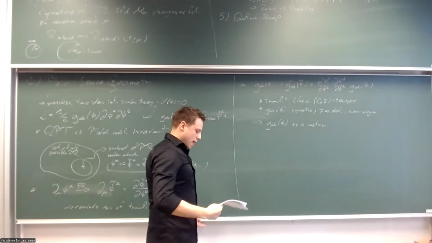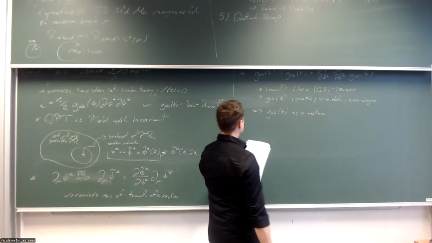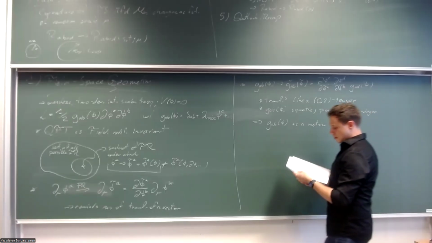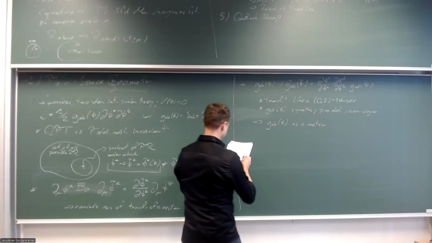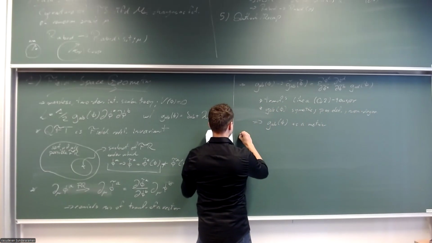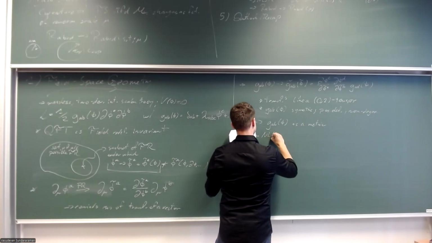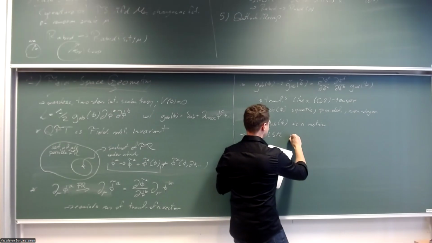So what have we done so far now? Given our theory, we've given the NLSM the structure of a Riemannian manifold.